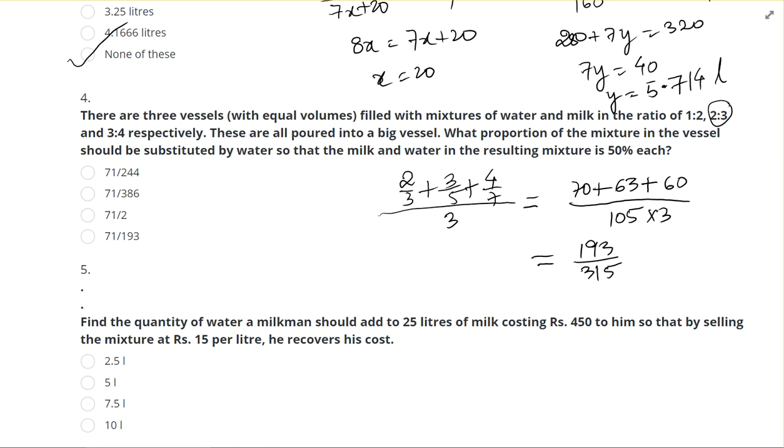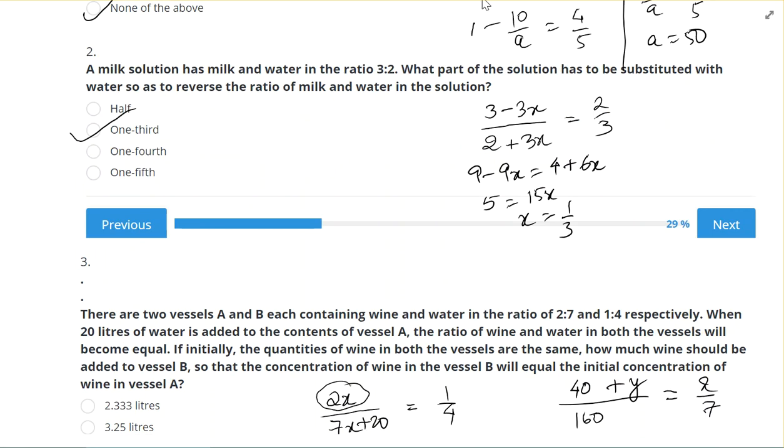So 122 by 315 will be the proportion of water. No problem. What proportion of the mixture in the vessel should be substituted by water? It's not asking to add water directly, but to substitute it by water, so that the milk and water in the resulting mixture is 50% each.